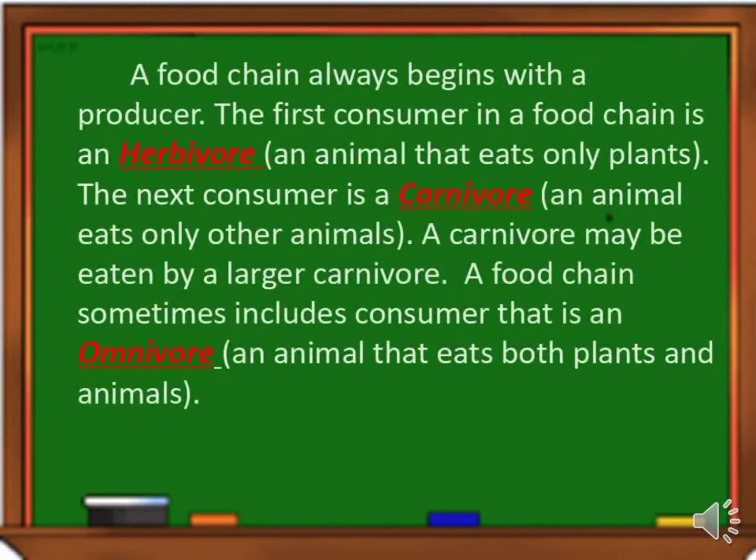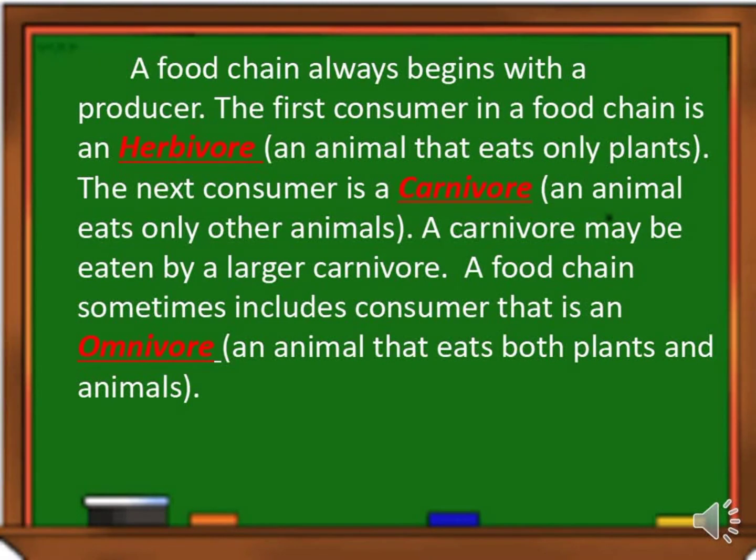A food chain always begins with the producer. The first consumer in a food chain is an herbivore, an animal that eats only plants. The next consumer is a carnivore, an animal that eats only other animals. A carnivore may be eaten by a larger carnivore. A food chain sometimes includes a consumer that is an omnivore, an animal that eats both plants and animals.